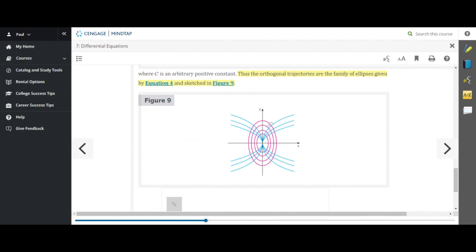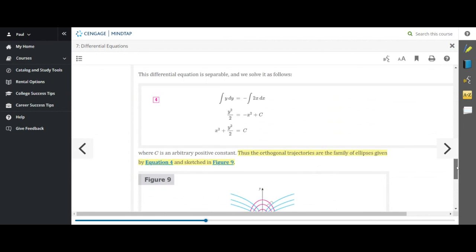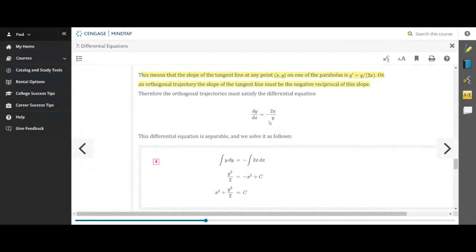In figure 9, the orthogonal trajectories to the parabolas look like ellipses, and let's verify that. We can take the slopes for the orthogonal trajectories, which behave according to the differential equation dy dx equals -2x over y. We can separate the variables.